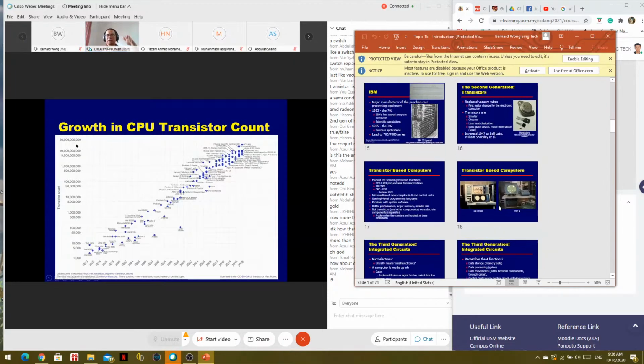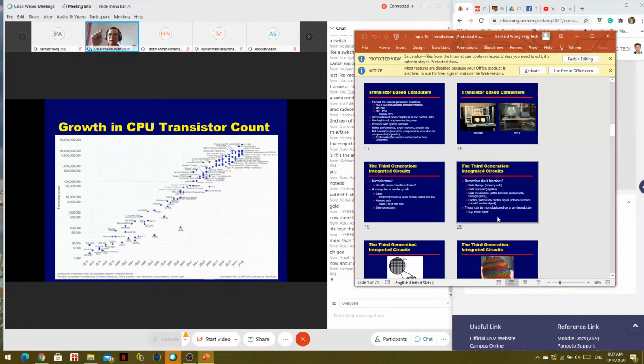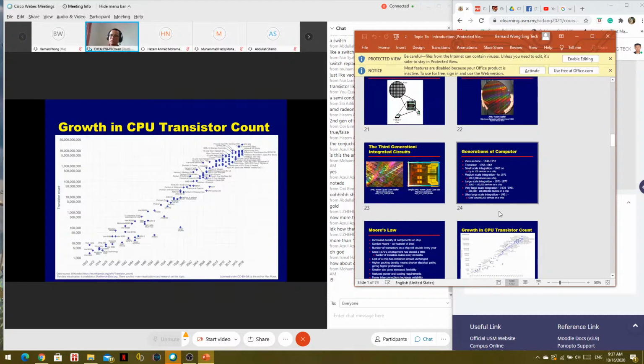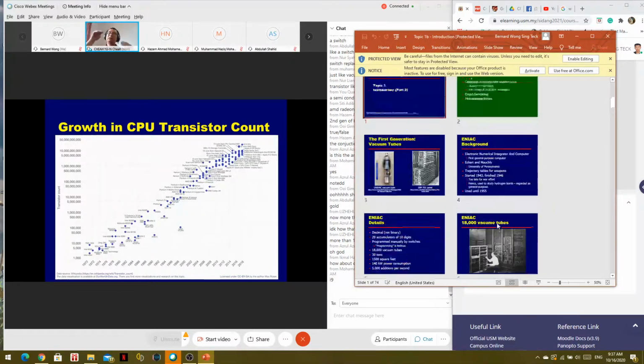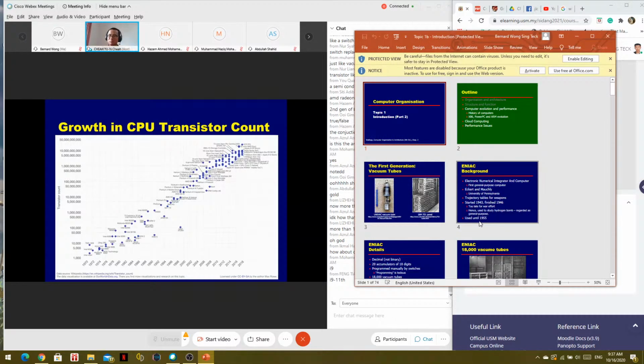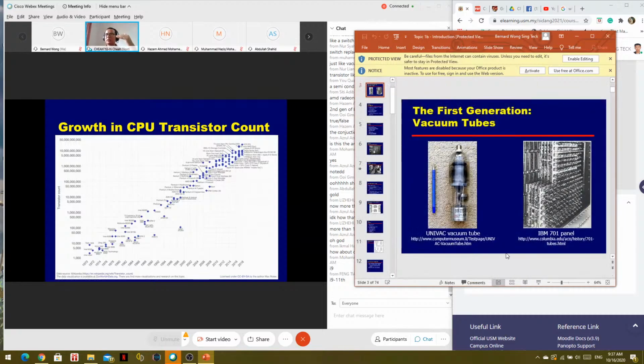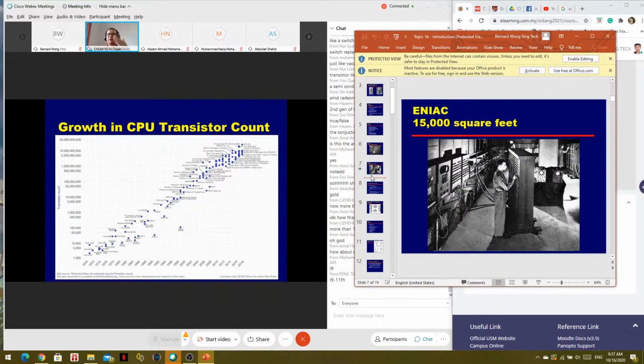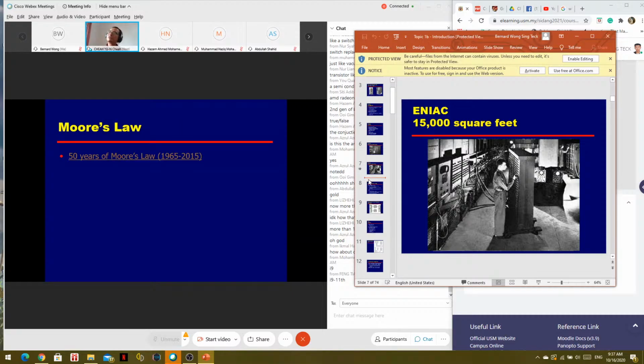This is a logarithmic graph. So although the graph here is straight, since it's logarithmic, it actually means the number is increasing exponentially year by year. Moore's law is still holding today, but maybe at a different rate from when he first suggested that law. As of 2015, Moore's law is 50 years old already.